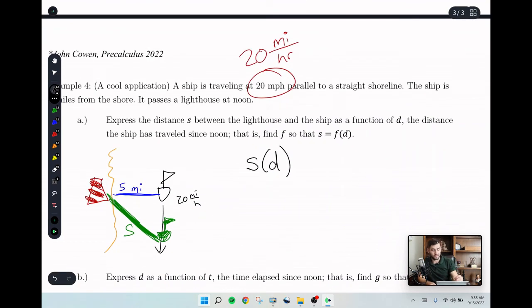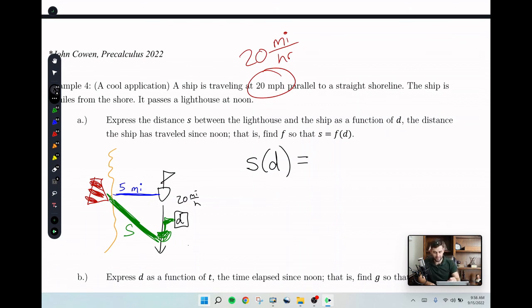Since noon. So what is S of D? Oh, that just looks like the Pythagorean theorem, doesn't it? I think so. Let's see. The distance between the lighthouse and the ship is a function of D, the distance the ship has traveled since noon. So that D would be this distance this way. Right? Okay. So we've got the Pythagorean theorem.